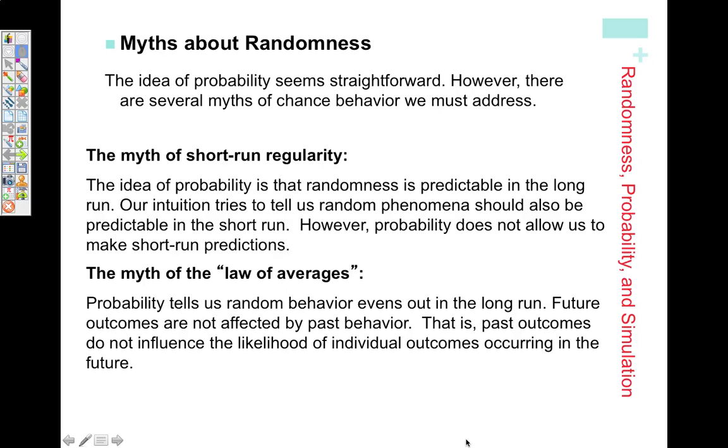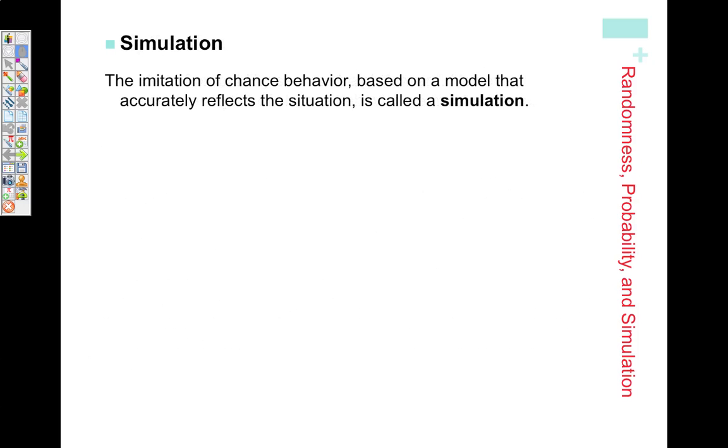The law of averages, it's the long run, and future events aren't affected by the previous past ones. So you have to remember these two things. Short run, we know nothing about it. Short run is just short run. We can't make any predictions on it. We also can't make the assumption that what has already happened influences what's going to happen next, most of the time. So in this next section, we are going to look at simulation.